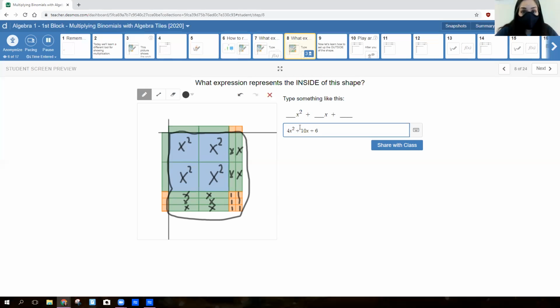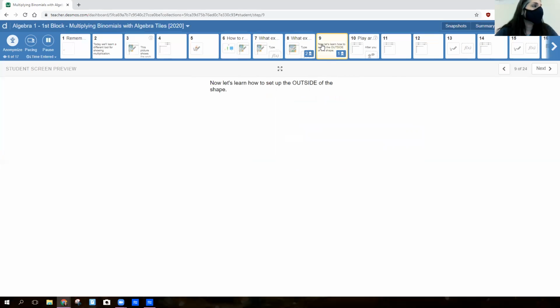So you might really prefer this. If you had this Desmos, wouldn't it be probably a whole lot easier to do multiplication if you always had this activity, right? A whole lot easier than having to combine like terms. It's very colorful and easy to see what all the terms would be. Okay, let's go ahead. Now we're going to learn how to set up the outside of the shape. So go ahead to slide 10.